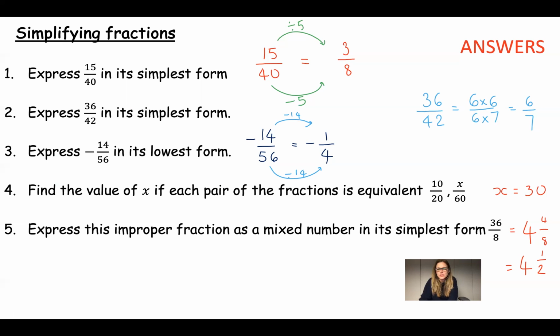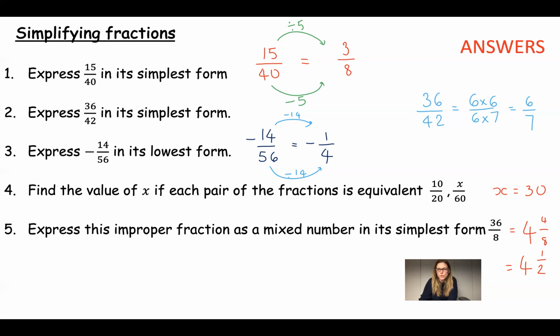Find the value of x. We've got 2 equivalent fractions here, 10 over 20 and x over 60. To get from 20 to 60, we need to multiply it by 3. Therefore, to get from 10 to x, we need to multiply by 3. Therefore, x equals 30.